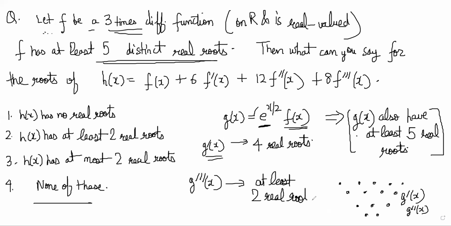After that, I don't know whether it is possible to take a fourth derivative or not. So I will just stop here and say g triple dash x has at least 2 real roots. Now let's calculate, our g(x) is e^(x/2) f(x).